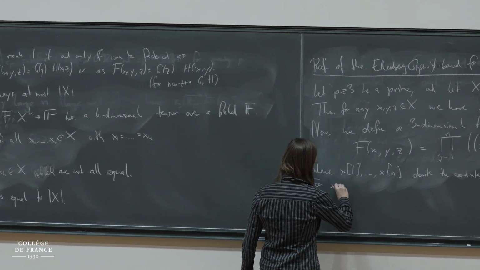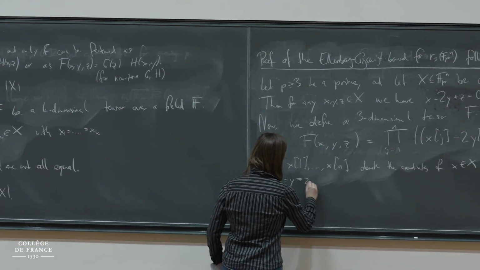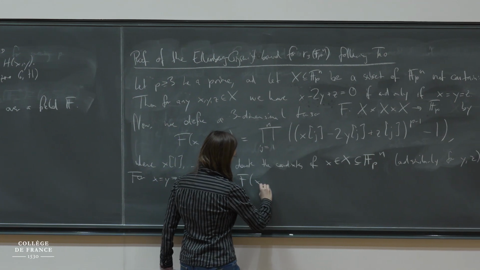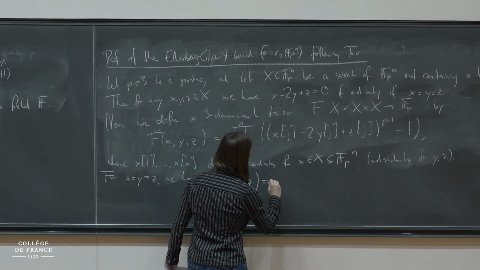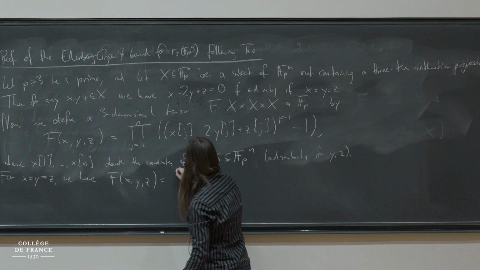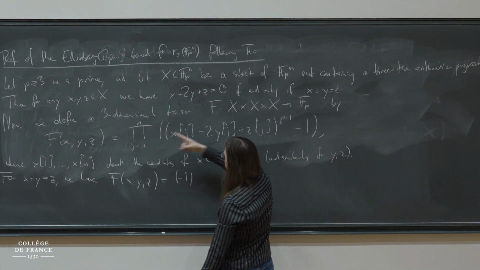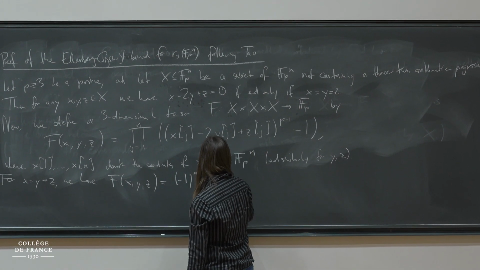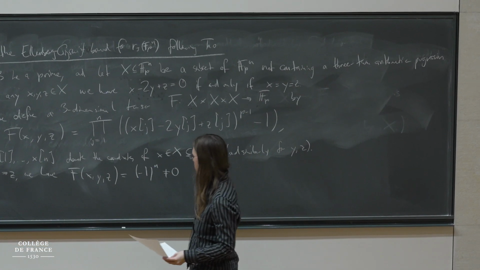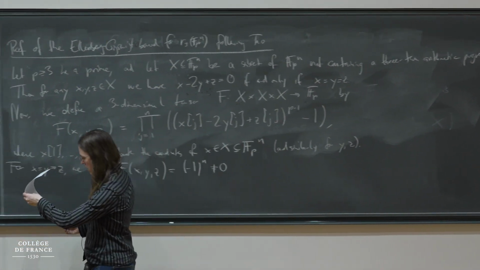So let's check that. For x equals y equals z, that's easy to check: f of x, y, z, well, if x equals y equals z, this inner parenthesis is always 0. So here we just get a factor of -1 for every j, so we get -1 to the n, which is non-zero in F_p. So that's good. Indeed, for x equals y equals z, we get a non-zero value.